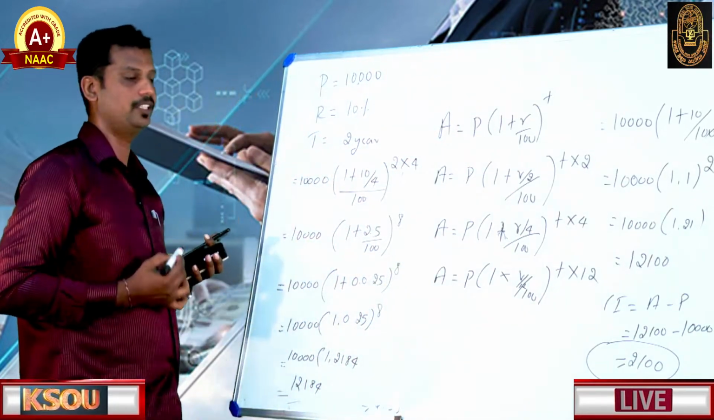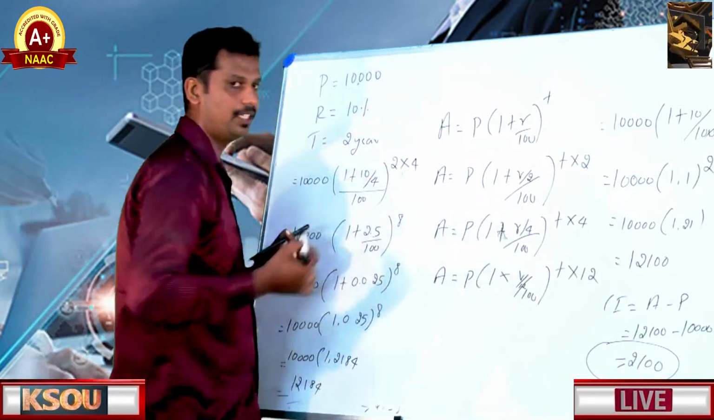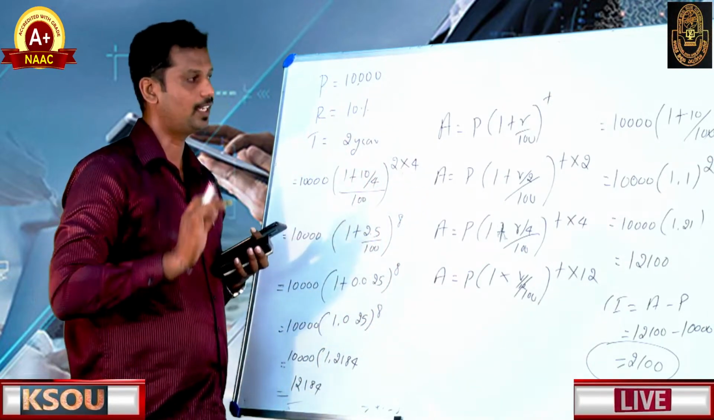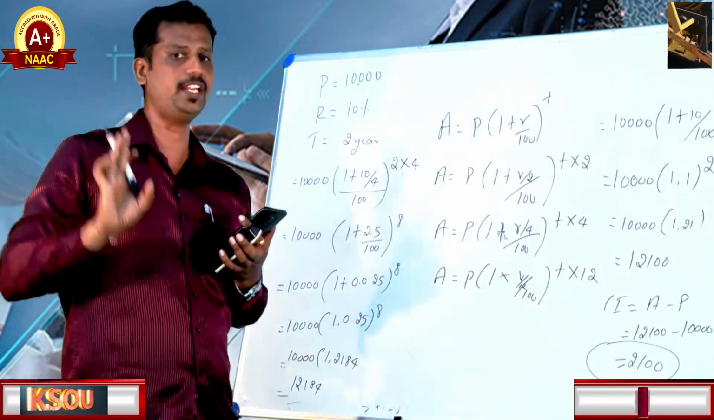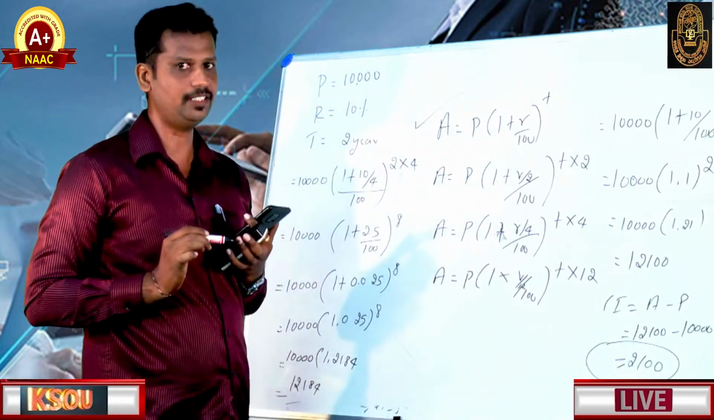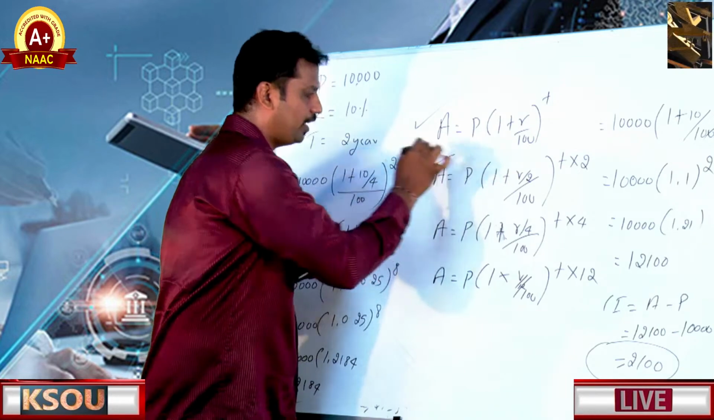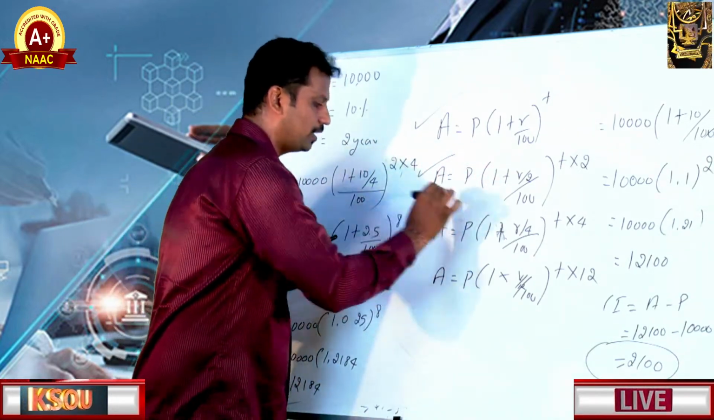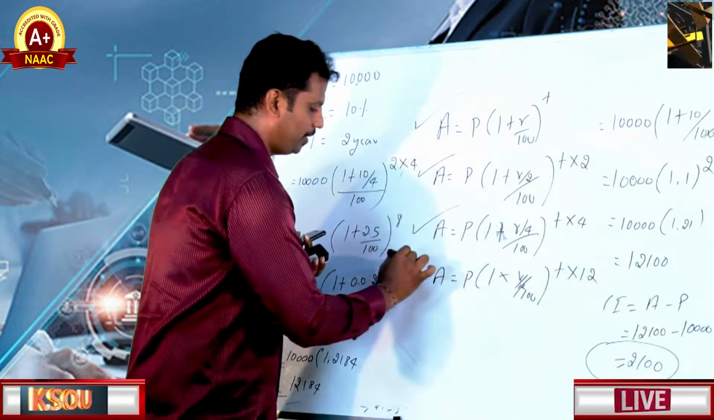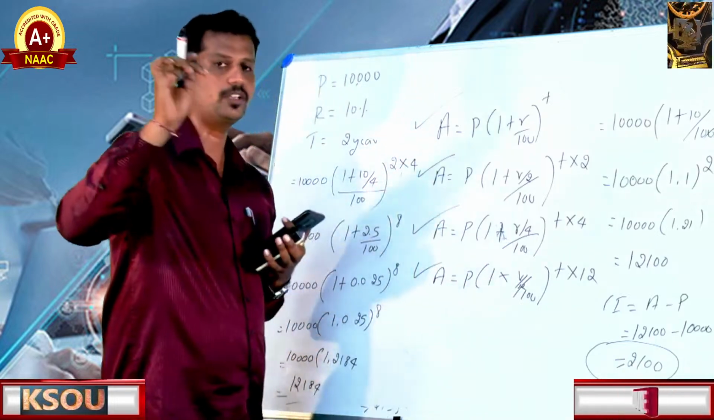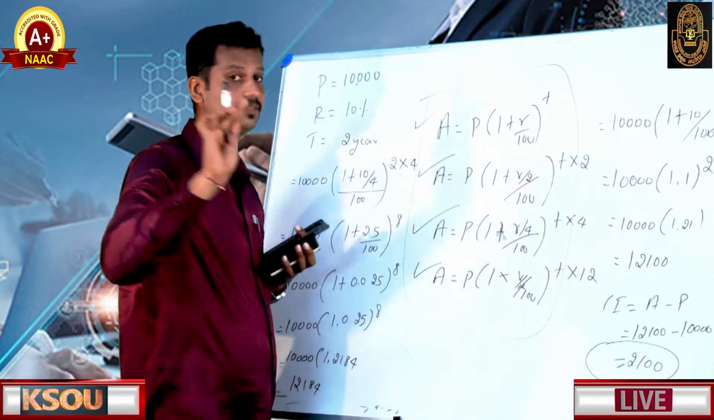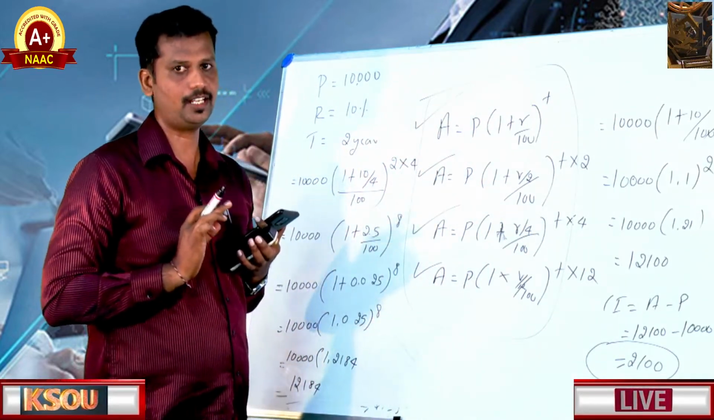This is the quarter basis. We can simplify in the same way for a month: it will be divided by 12 into 12. I think it's very clear how to calculate compound interest annually, then half yearly, then quarterly. If the question asks monthly, the formula is divided by 12 into 12. Compulsorily, in the examination we expect these questions in your semester examination. Clear now? Okay.